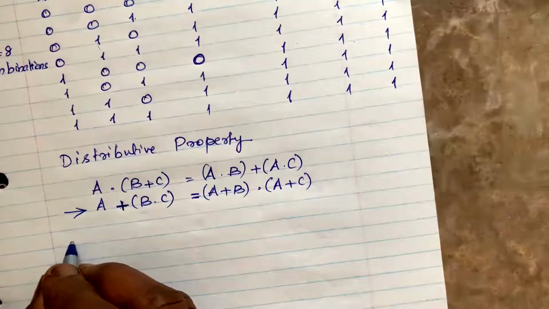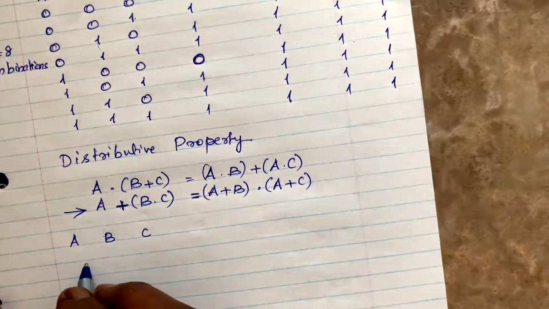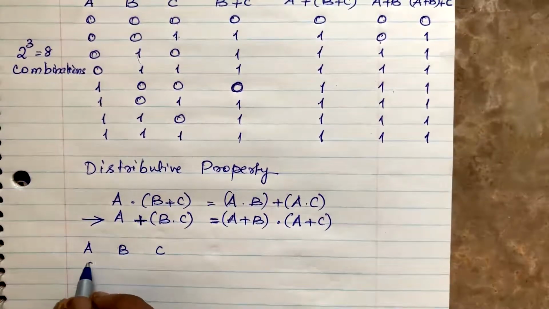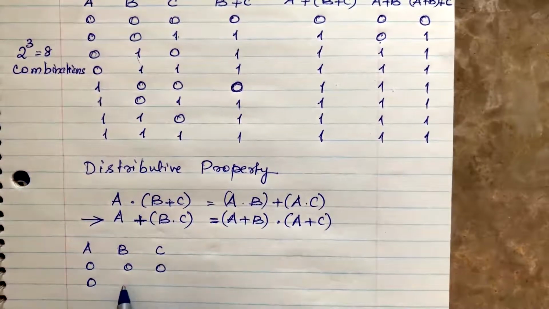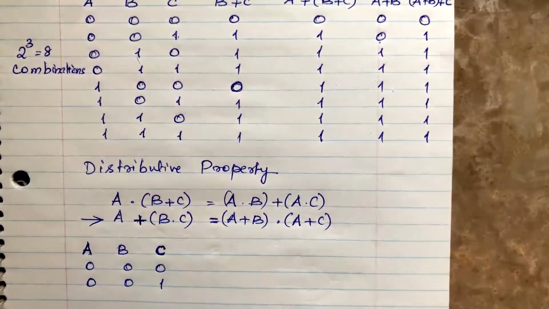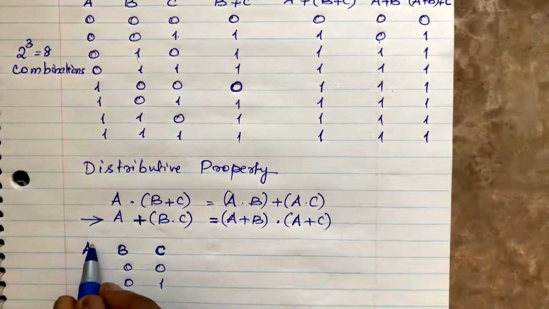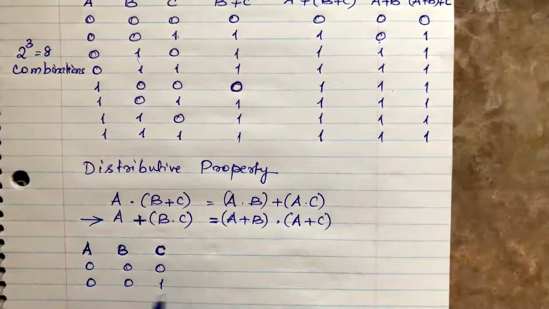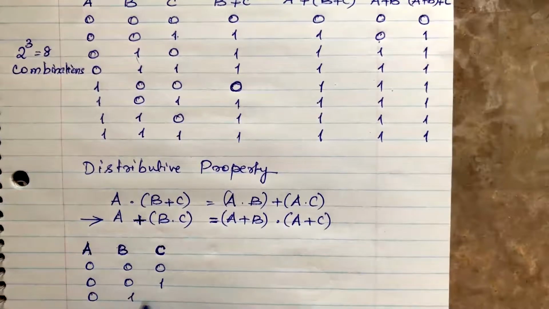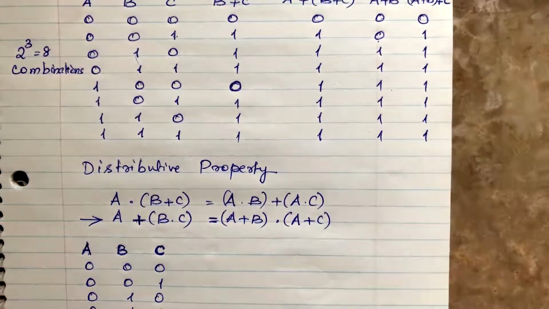Again, let's make a truth table. A, b, c. 8 combinations, as I said for the previous case. So 0, 0, 0, with A the most significant bit and C the least significant bit. As I was saying before, these could change in position. I could even write it as CBA, doesn't matter. Okay. So 0, 0, 1, 0, 1, 0, 0, 1, 1, 1, 0, 0, 1, 0, 1, 1, 1, 0, 1, 1, 1.